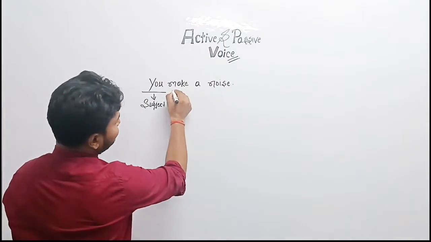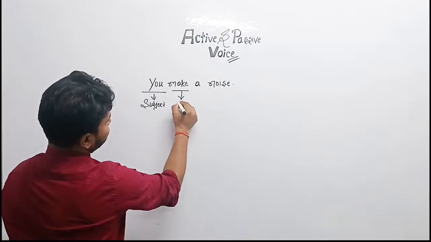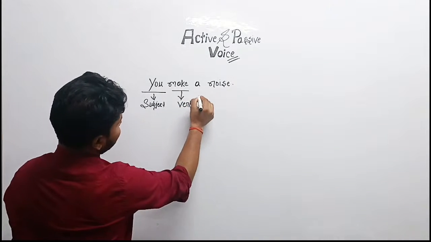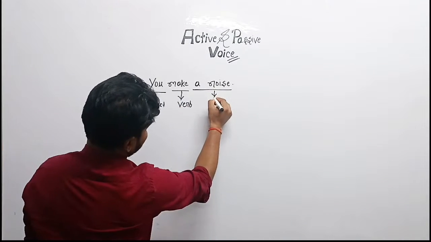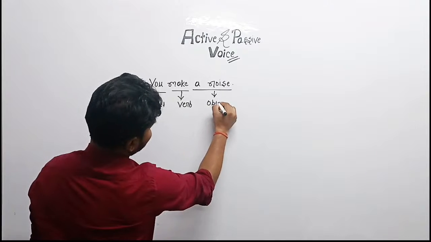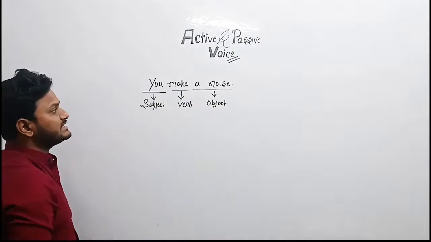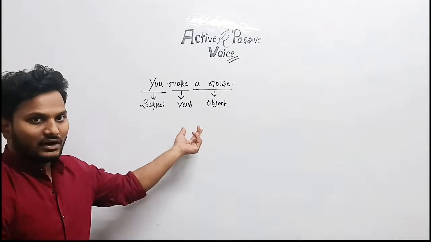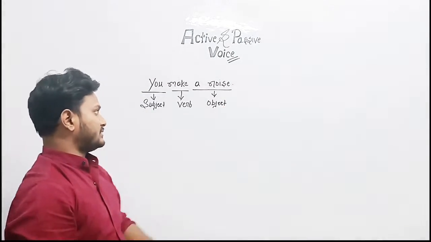And after that we have "make." Make is the verb here, and at last we have the object. This sentence consists of a subject, a verb and an object.